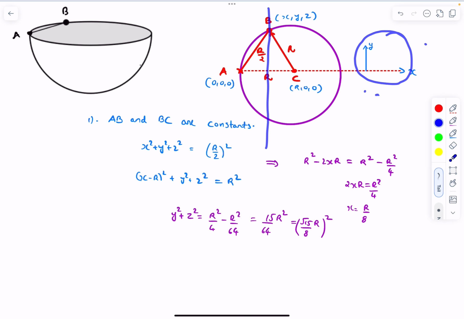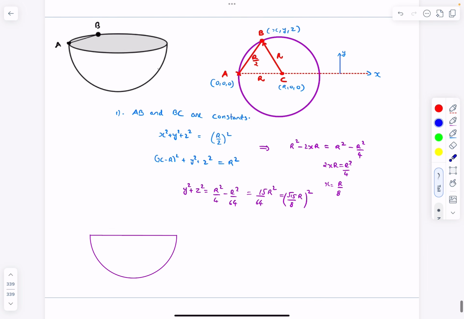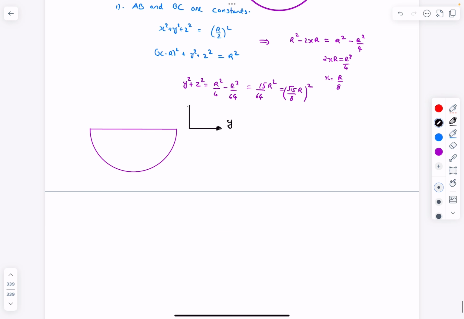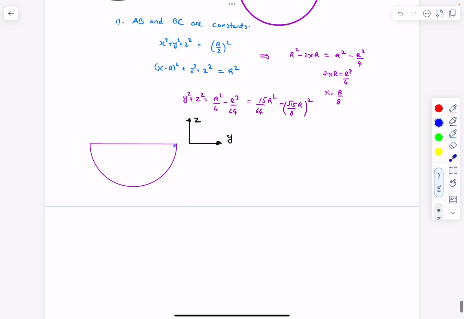Now let's try to draw the YZ picture, or basically the side view of the situation. The y-axis was in the upward direction in the top view, so in the side view it will be in this particular direction, and this was the z direction. In the YZ plane, the trajectory of the particle is a circular motion, meaning the particle B will move in a circle of radius root 15 r divided by 8.